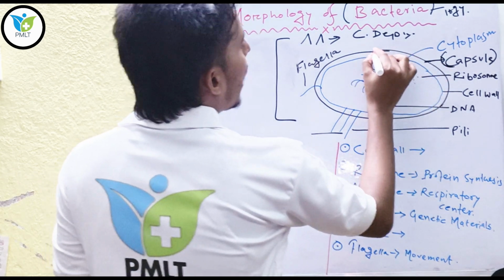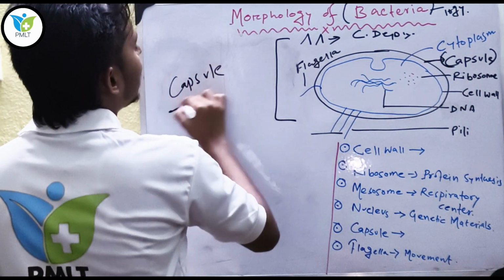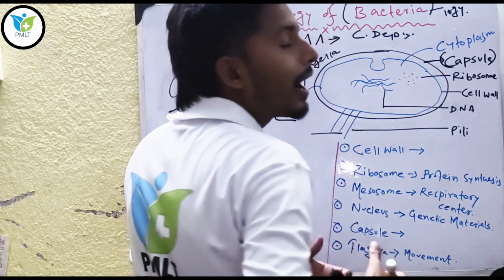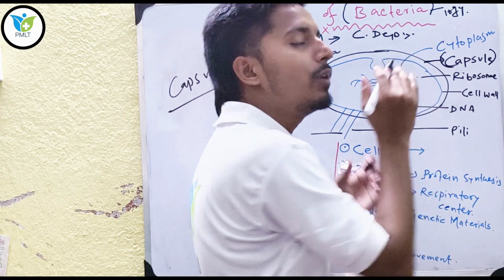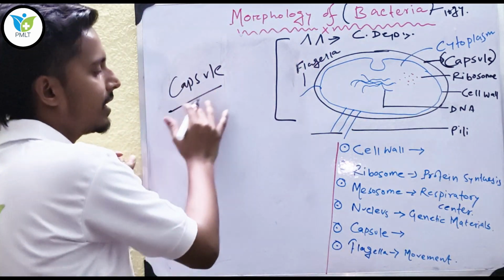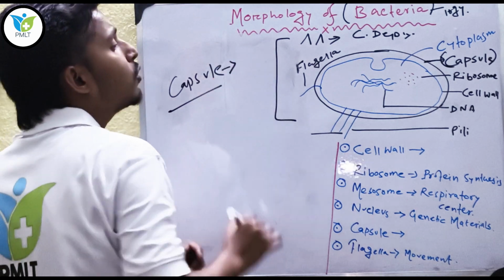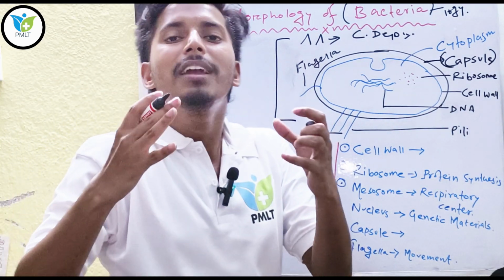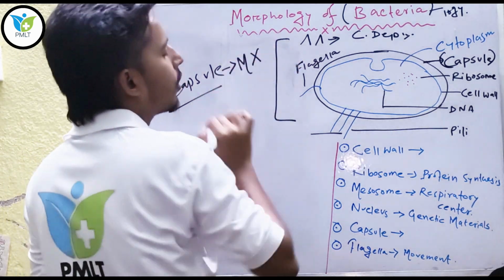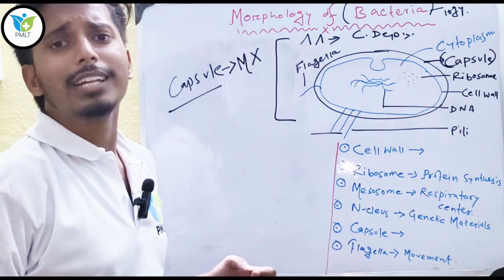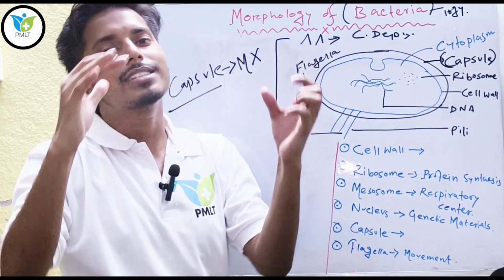See, the completely outermost layer is called the capsule. Now I will take one kind of substance from here and describe it on this board. The capsule is not mandatory for every bacterium. Some kinds of bacteria are present without it, and some kinds of bacteria contain this capsule.